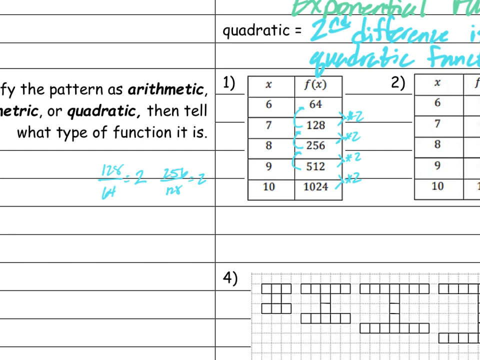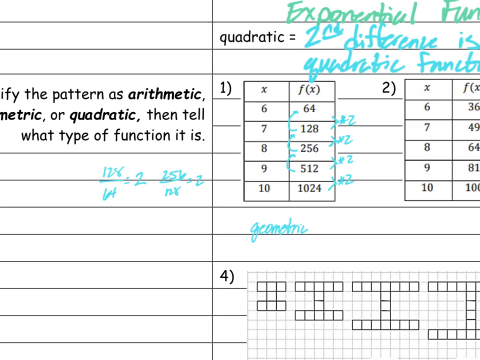So if I'm multiplying by the same number every time, what type of pattern is that? Arithmetic, geometric, or quadratic? I can't hear you, Ketlin. Geometric. Geometric, good. So this is geometric. I hope that's spelled right. Geometric, okay? So if it's a geometric pattern, what type of function is it? Sorry, not equation. What type of function is it?